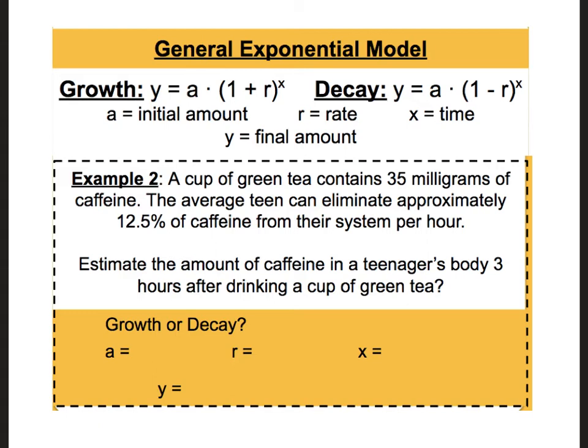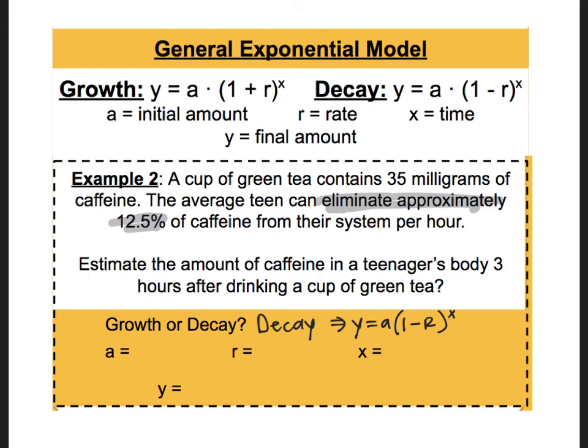So first we have to figure out if this is growth or decay. One thing I notice is when it talks about my percentage, it says the average teen can eliminate approximately 12.5% of caffeine. So eliminate tells me something's going down. There's less of it. So this is going to be a decay function. And that means that we're going to use that second formula, y equals a times 1 minus r to the power of x. Again, from here, we're going to go ahead and identify our variables.